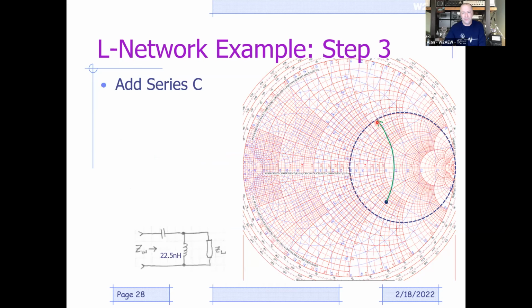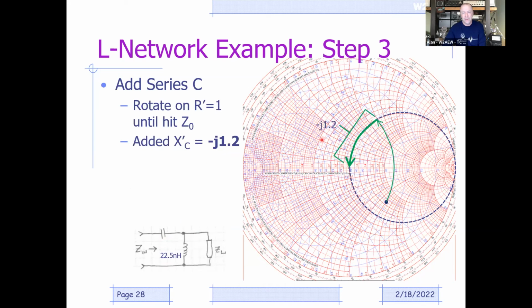Step 3 now is I want to add my series capacitor. That's going to rotate me down along my constant resistance circle to the center. So I rotate that down. I can see that I added 1.2 normalized ohms of capacitive reactance, multiply that by 50. Again, that gave me 60 ohms of capacitive reactance. And knowing my operating frequency, I can compute the capacitance value from that: 6.14 picofarads.